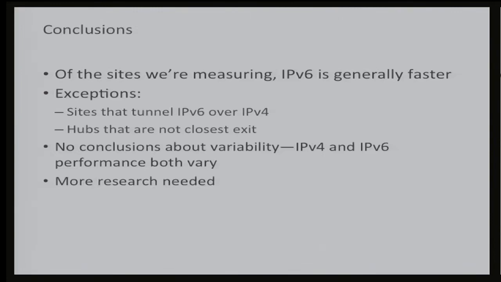So if there's a better exit and traffic is being routed suboptimally because of a content provider or CDN's traffic engineering, then maybe the performance isn't going to be as good. I can't reach any conclusions about variability. They both vary, and not according to any pattern that I've seen. But the biggest thing that I can say is that more research is needed, and I expect this is something we're going to want to keep paying attention to.